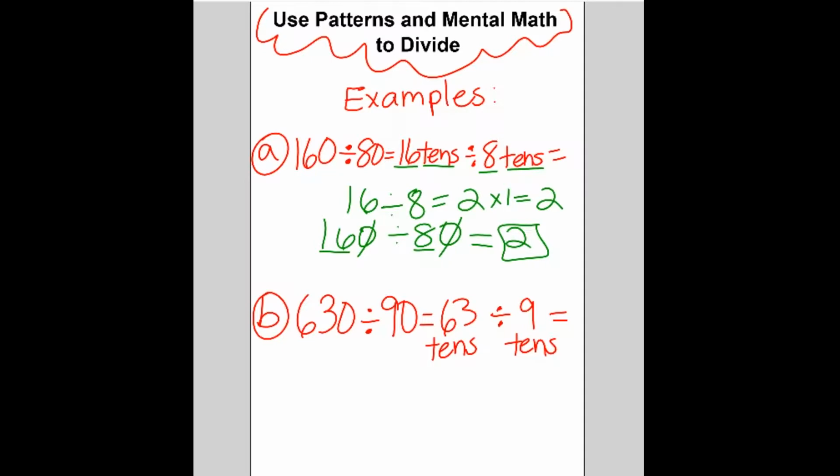We have 630 divided by 90. Again, that looks like 63 tens divided by 9 tens. We can cross out our tens because they divide by each other and they equal 1. So now we just have 63 divided by 9. What does that equal? 7, because I know that 7 times 9 is 63. And if I were to attach a 0, then that would give me 630, but we got rid of our 0, so we don't need it. I'll show you over here. And that just looks like 7. So that's our answer. Okay, next one.